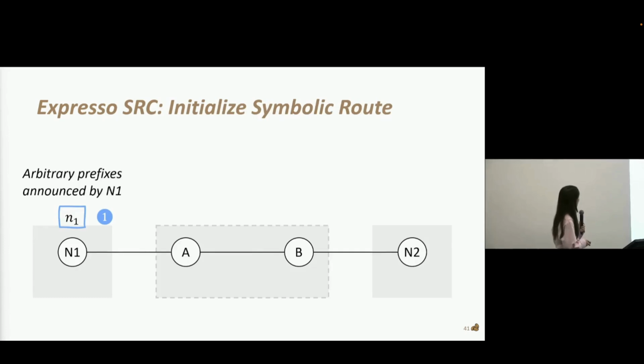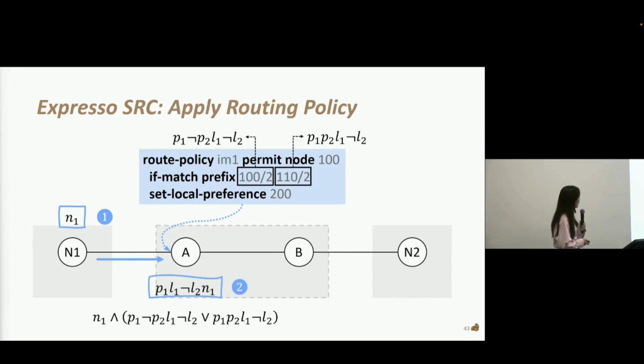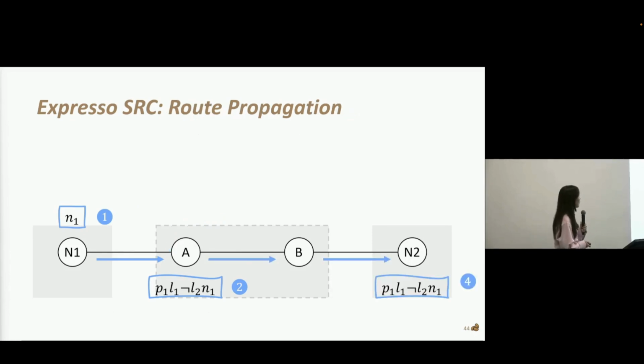After the encoding, I will demonstrate how symbolic routes are propagated through the network. We begin with a symbolic prefix N1, which represents arbitrary prefixes announced by router N1. It then is propagated to router A, whose import policy only permits 2 prefixes. And after applying the routing policy to the symbolic route, the symbolic prefix changes to P1, L1, neg L2, N1, because this results from intersecting the original symbolic prefix N1 and the disjunction of the Boolean representations for the two prefixes. The propagation continues until finally it passes router B's export policy and is sent to router N2.